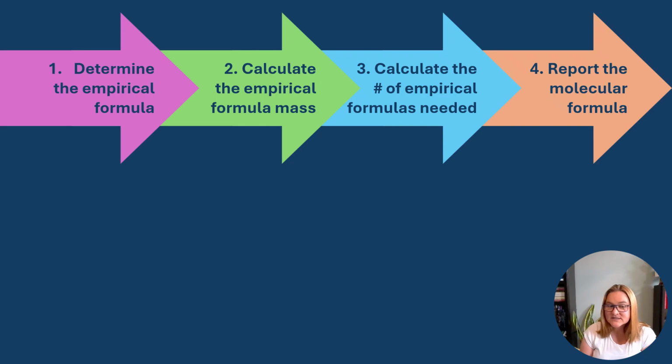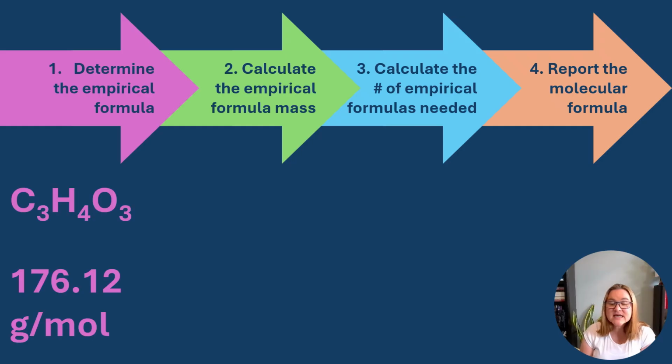Now let's practice. Let's say that our chemist is trying to characterize a compound. They've determined that the molecular weight of the compound is 176.12 grams per mole, and they've done all of the empirical formula work for us, and they've determined that the empirical formula for their compound is C3H4O3.